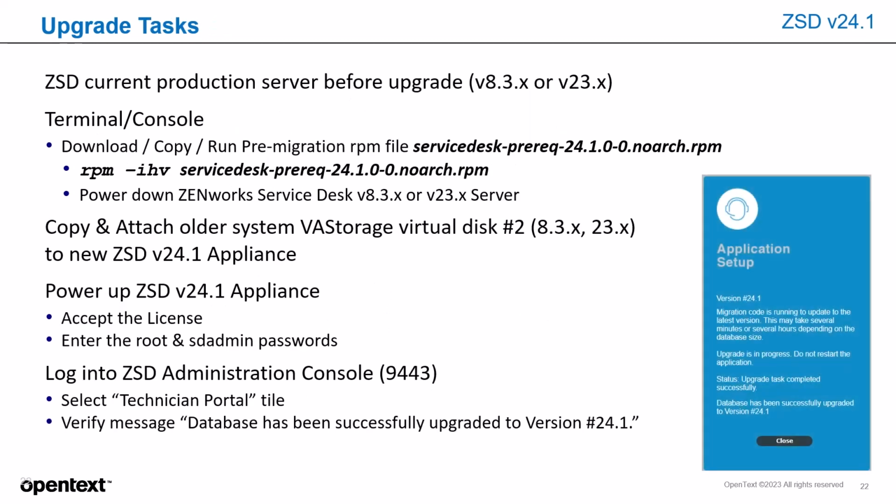So here are the steps for migrating. Upgrade tasks would include in your current ZSD production server, so this is your current production server, not the 24.1. In the terminal console, you're going to download, copy, and run the pre-migration RPM file. And once you do that with rpm -ihv, that prepares the second drive for the update. You're going to go ahead and power down the ZENworks Service Desk production server. You're going to copy that VA storage second disk drive to the new 24.1 appliance.